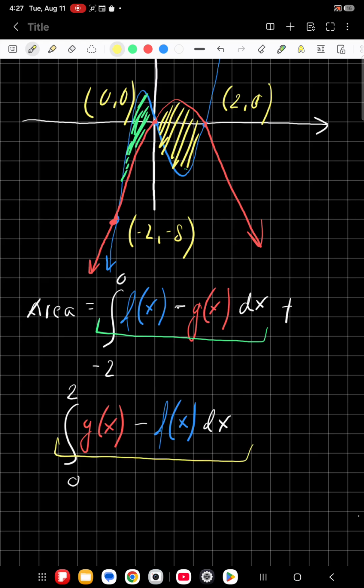Okay, if you want, you can do the arithmetic. What I got is 12 for both of those areas. So when you add them up, it's going to be 24. So 24 square units.